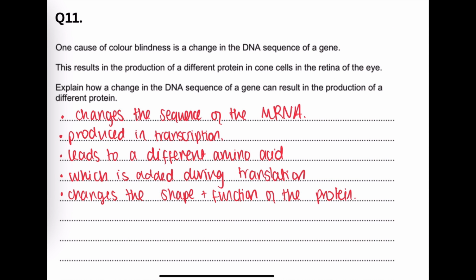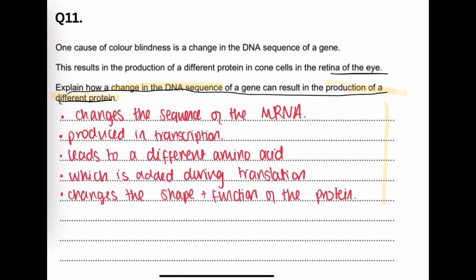Question 11. One cause of color blindness is a change in DNA sequence. This results in a production of different proteins in cone cells and retina of the eye. Explain how a change in DNA sequence of a gene can result in a production of different protein. So again, it's just talking about mutation and a change of DNA sequence. It's the exact same as what we were doing from before, the same structure.